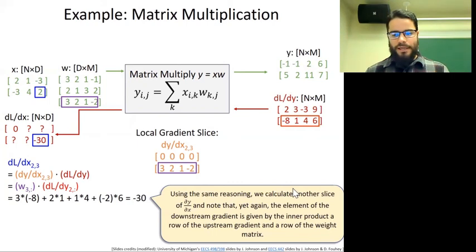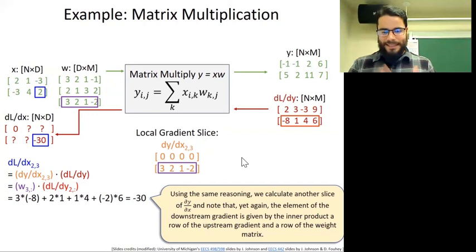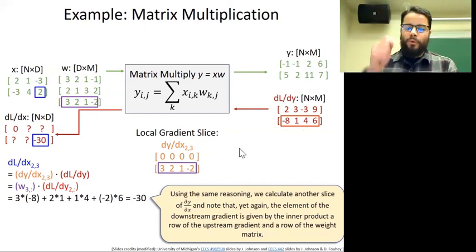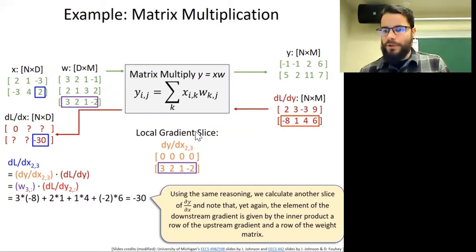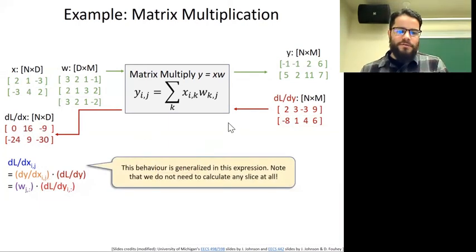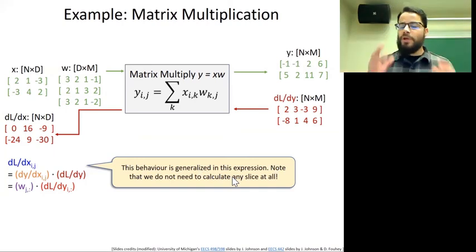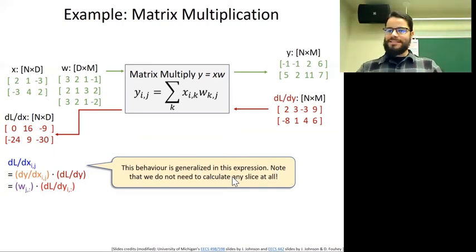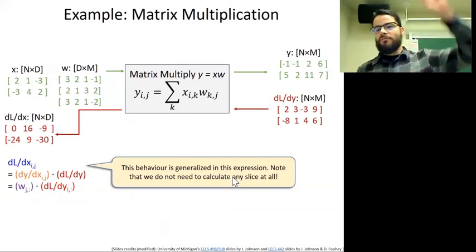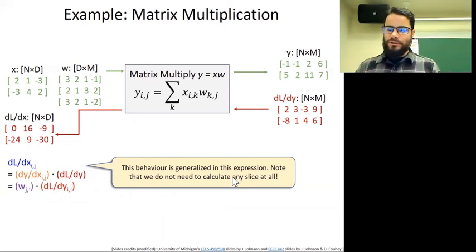Using the same reasoning, we calculate another slice and note that, yet again, the element of the downstream gradient is given by the inner product of one of the rows of the upstream gradient, in this case, the second row here, and a row of the weight matrix, in this case, the third row here. This is super, super interesting. This behavior is generalized using this expression here. Note that we do not need to calculate any slice at all. In other words, we do not need to calculate the Jacobian at all. Because if you calculate the Jacobian, you see that the only thing necessary is to multiply one of the inputs by your upstream gradient. So that's a great and beautiful realization, right?